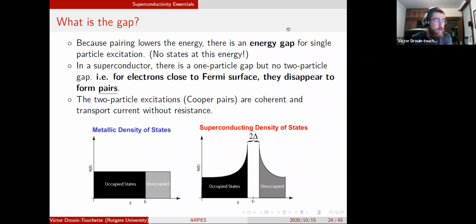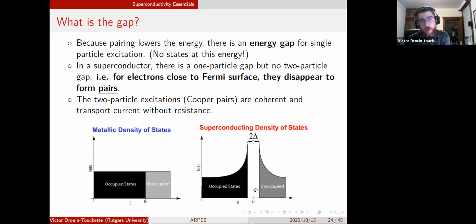There's an explicit exclusion of states around the Fermi energy called a gap, so that there is no electronic state. There are no electrons of this energy present in the system. Why is that? Because all of the electrons of these energies have now formed bosons, so they're not behaving like electrons anymore.